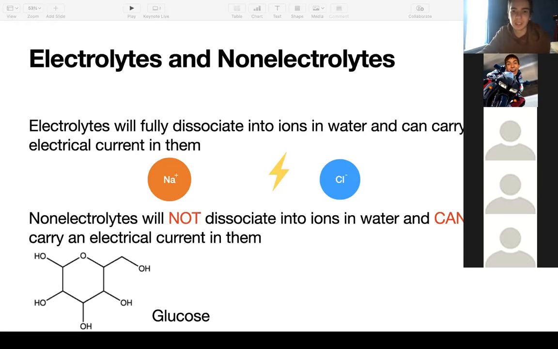So yeah, any questions on electrolytes or non-electrolytes? Marco, I get what you're saying. So what you're saying is that if ions dissolve in water and there's an electric charge, then it's an electrolyte. But if glucose, for example, dissolves in water, but there's no charge present at all, then it's not an electrolyte. Is that what you're saying? Yes. Okay. All right. Let's jump to the next slide then.